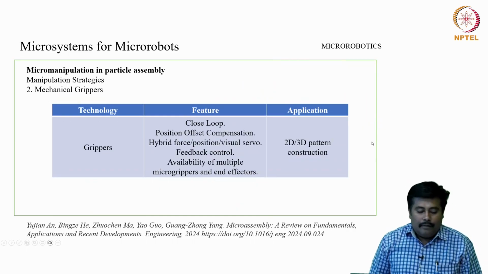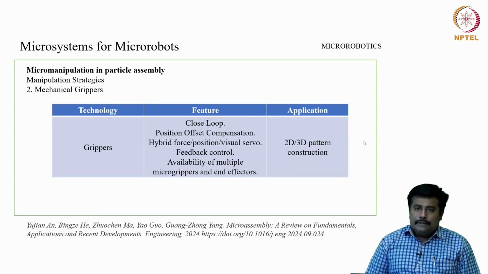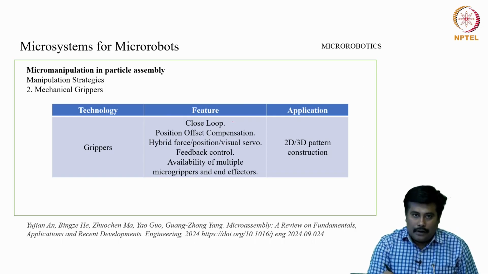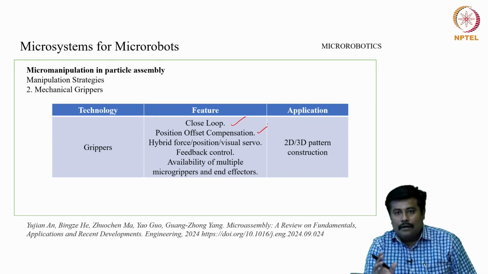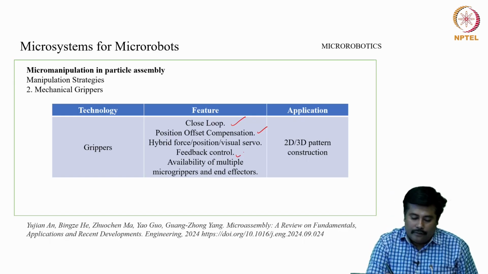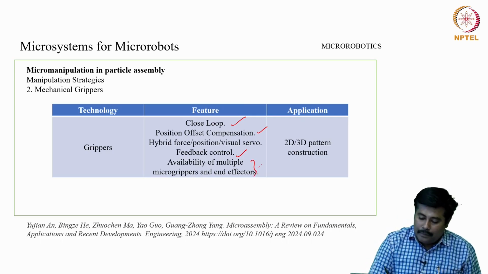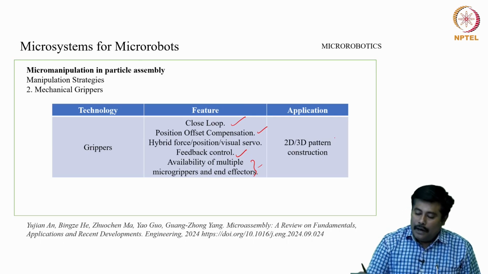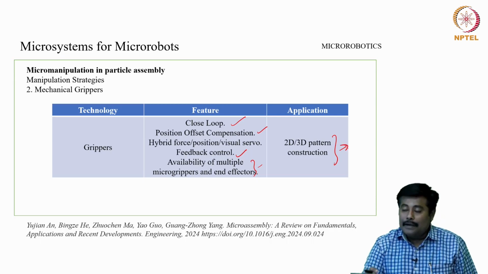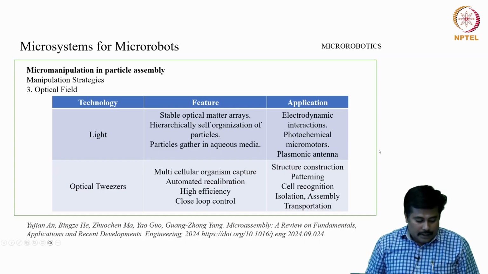Then we have a mechanical gripper. From the mechanical gripper point of view, some of the key features involve a closed loop system, a position with offset compensations, and a hybrid force with position and visual servo. It also has feedback control. Then there is the availability of multiple grippers and end effectors. As far as applications, it has 2D and 3D pattern construction, which are some of the key applications of this particular system.